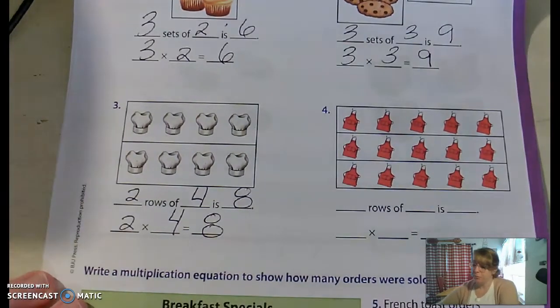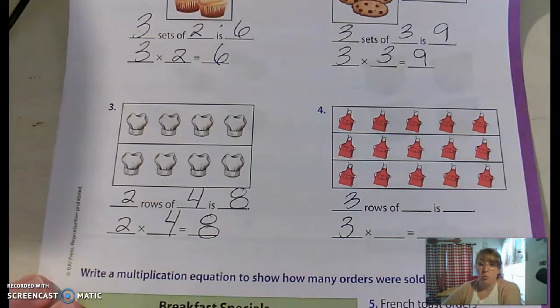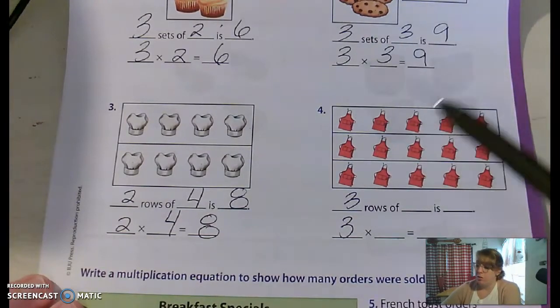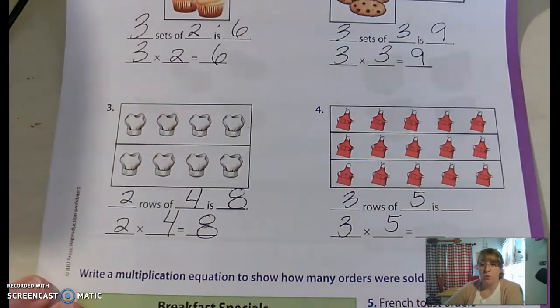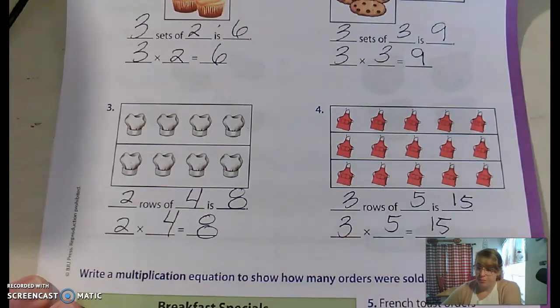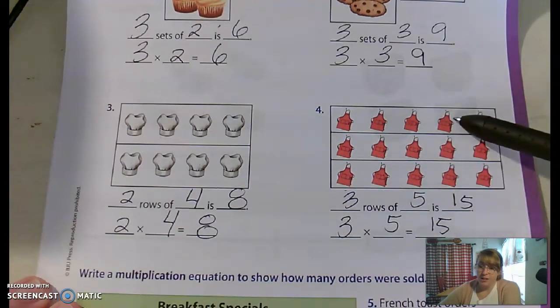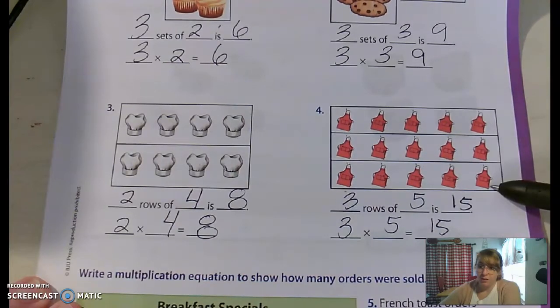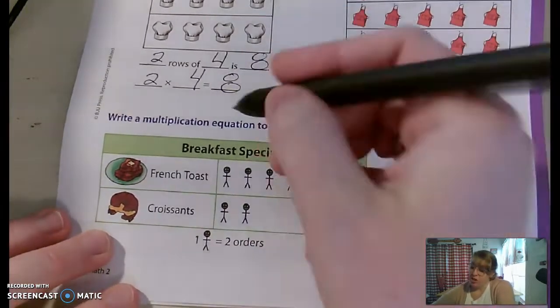Good. How many rows of aprons do I have? 3 rows, and let's count how many aprons are in one row. 1, 2, 3, 4, 5. Okay, 3 rows of 5, or 3 times 5, is 15. Now let's double check that. 1, 2, 3, 4, 5, 6, 7, 8, 9, 10, 11, 12, 13, 14, 15. Good, that works.